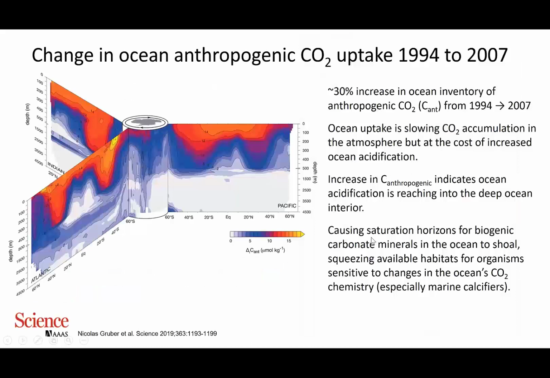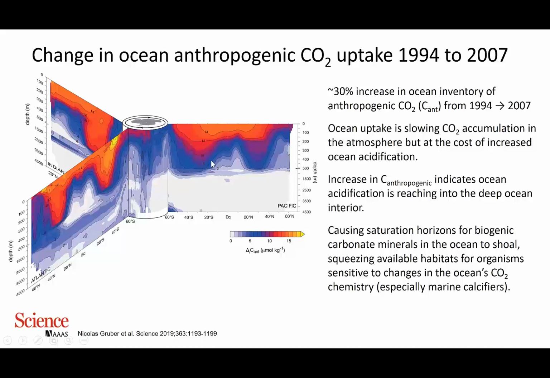A recent analysis of the uptake of anthropogenic CO2 has shown that there's been a surprising increase in the ocean inventory of anthropogenic CO2, which they call CANT, in the 15 years between 1994 and 2007. The importance of that is the ocean uptake is slowing the CO2 accumulation that would otherwise occur in the atmosphere, but this is obviously then occurring at the cost of increased ocean acidification.